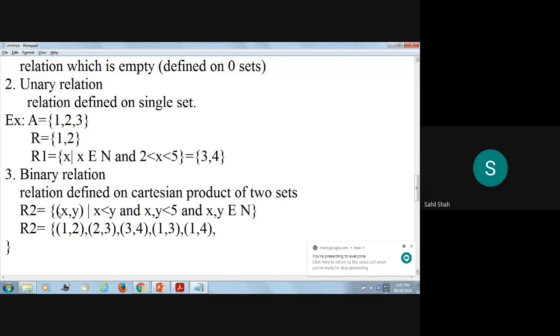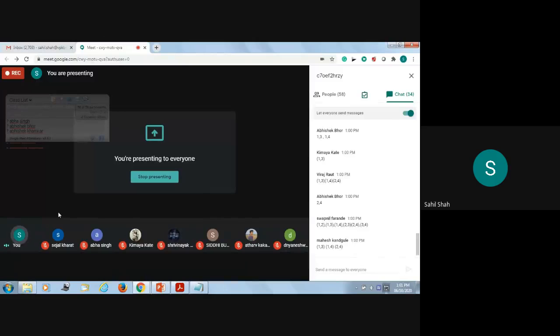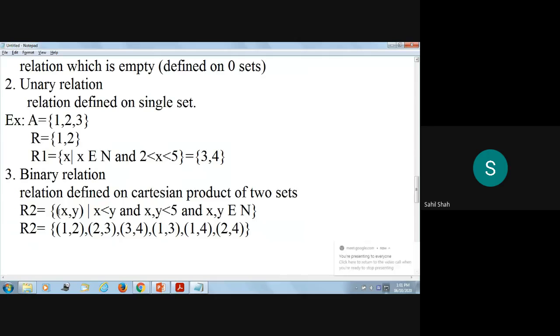If I write a pair like this, 2 comma 4, is it valid? Yes, it is valid. So have we covered all the pairs now? At least 1, 2, 2, 3, 3, 4, 1, 3, 1, 4, 2, 4. Have we covered all? Yes, Swapnil Farande has given the answer: 1, 2, 1, 3, 1, 4, 2, 3, 2, 4, 3, 4. So there will be 6 pairs in your relation R2.